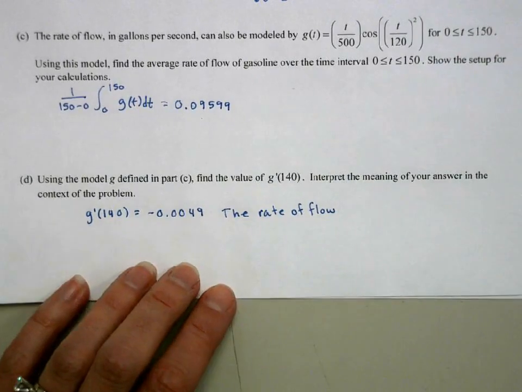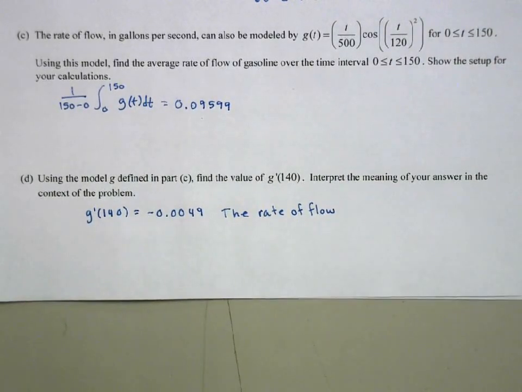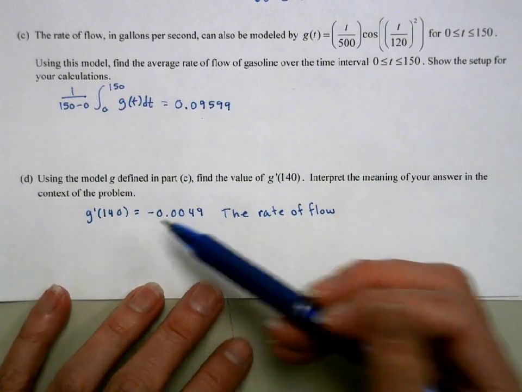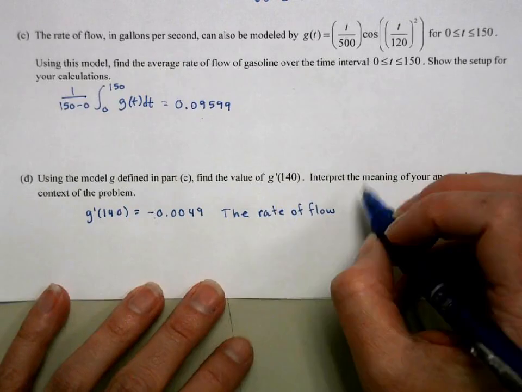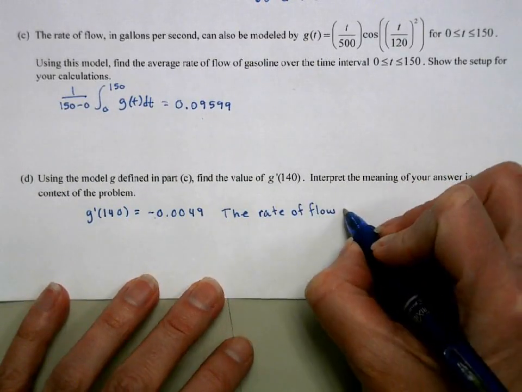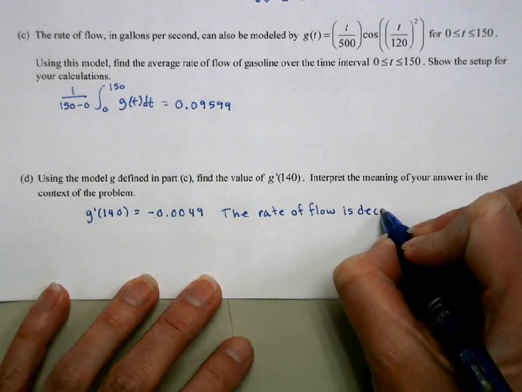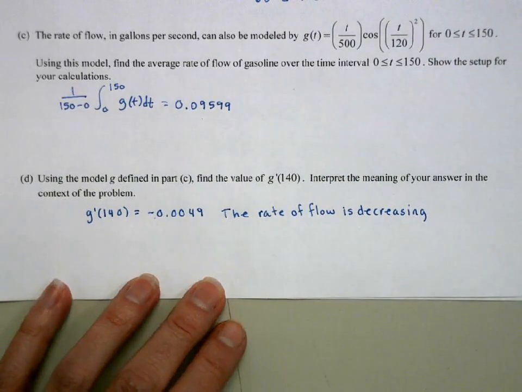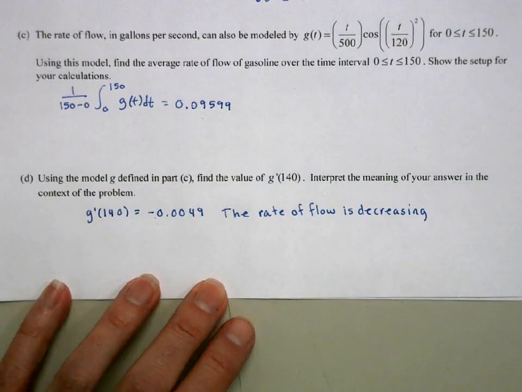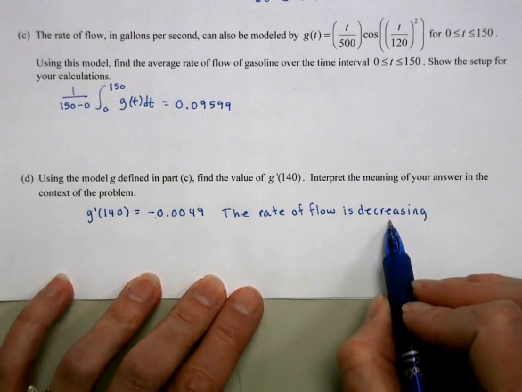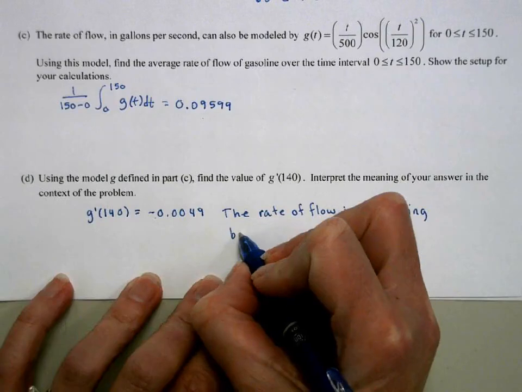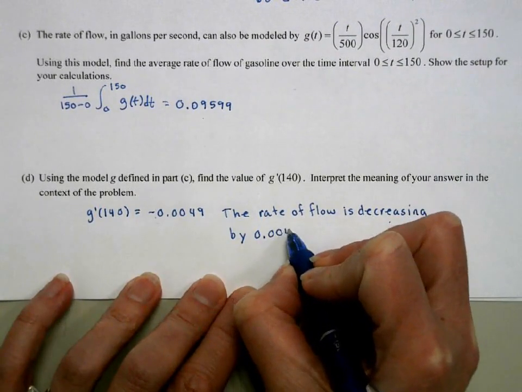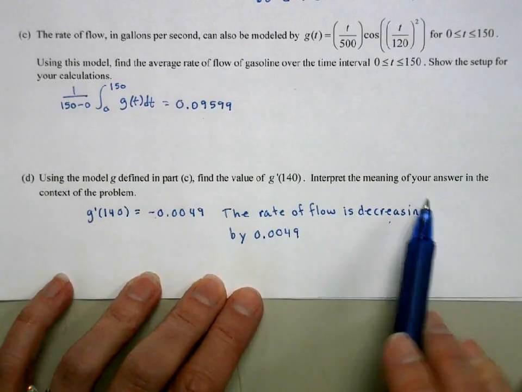Now here's where you have options. You can say it is changing at a rate of this, or you can say since this is negative, the rate of flow is decreasing. Change is kind of a safe way to say it. But if I attach that decreasing, I don't include the negative when I'm explaining, because that negative is implied. So it's decreasing by this.